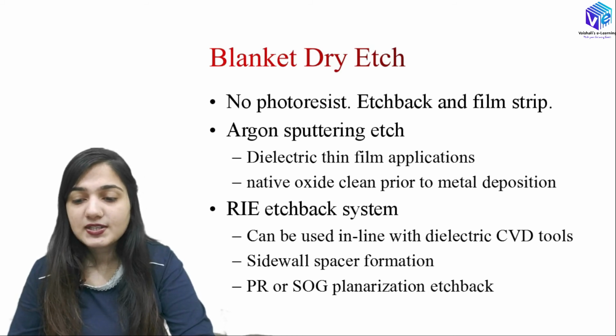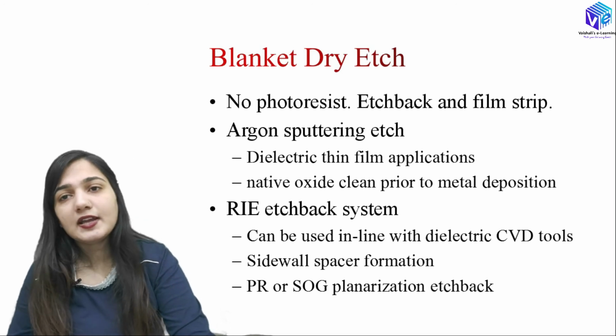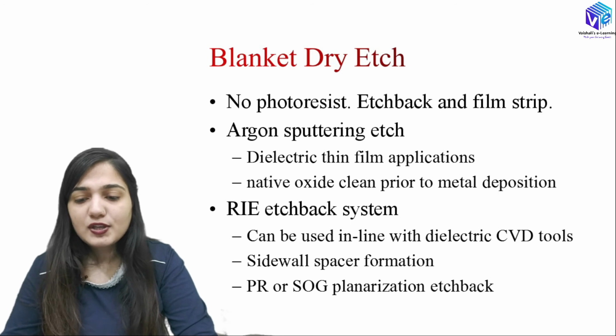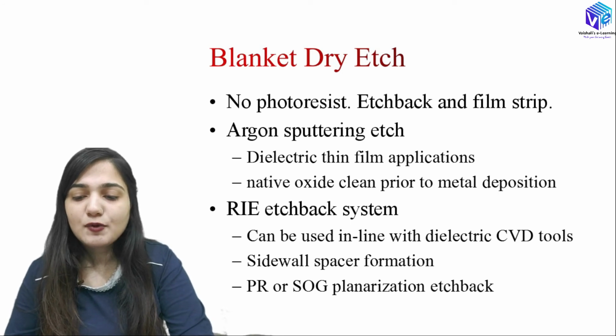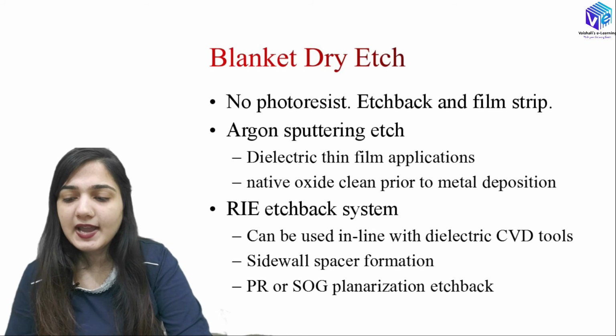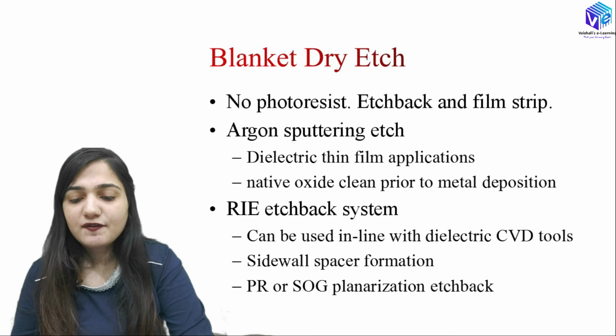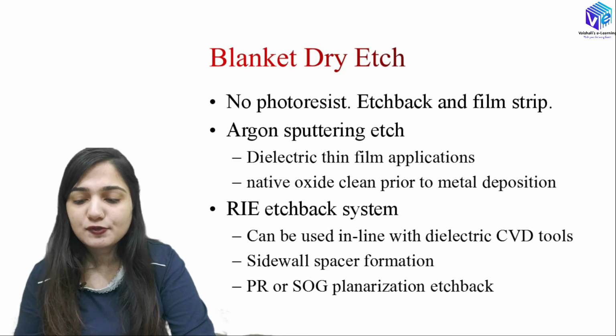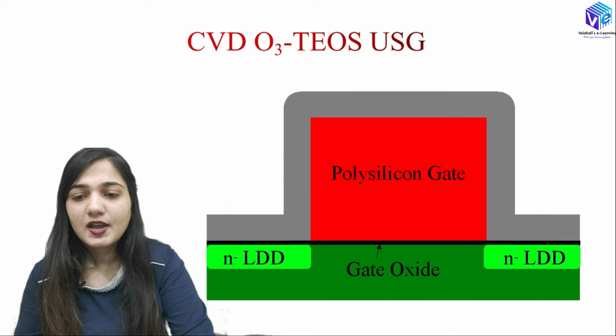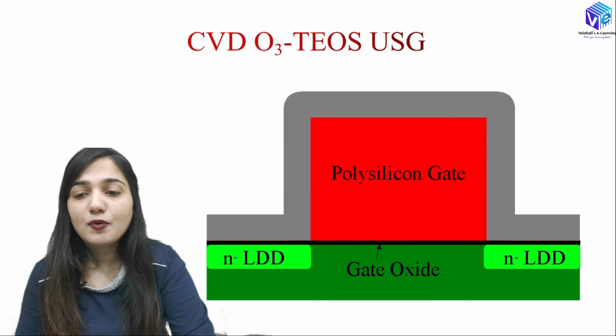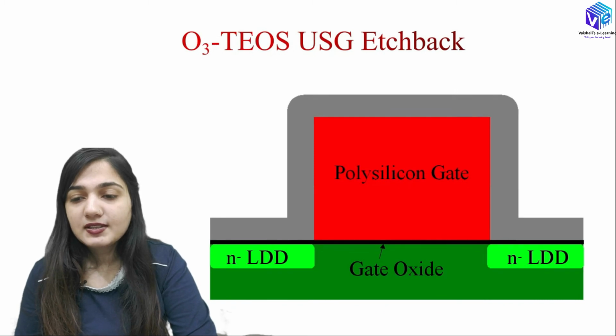I can use the native oxide cleaning prior to the metal deposition process, and for the cleaning purposes I can use the blanket dry etch. Okay, so it can be used in the RIE etchback system also. It can be used in line with the dielectric chemical vapor deposition. It can be used for the sidewall spacer formation and for the photoresist or SOG planarization etchback process. Okay, so you can see over here how we have the chemical vapor deposition of O3 and TEOS to form the USG layer. So this is the etching of the USG layer. So you can see the etchback process.